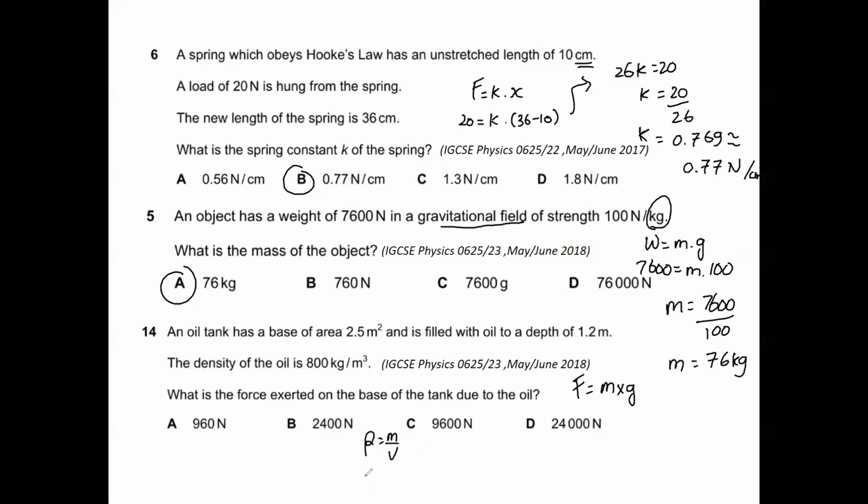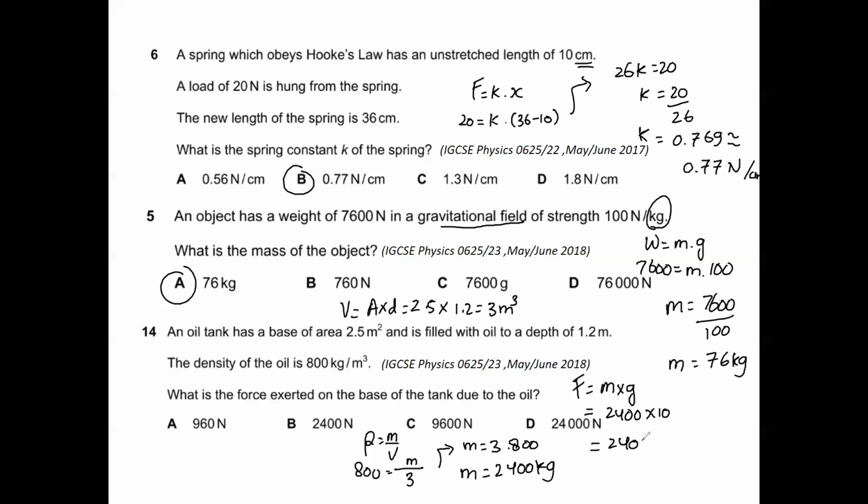So here we make density equals mass over volume. So here the density is 800, and the mass is what we want to find, and the volume is from area times the depth. So the area is 2.5, and then times 1.2. So this one equals 3 meter cube. So the mass is 3 times 800. So equals 2,400 kilogram. So after that we just insert it. The mass is 2,400, and the gravity is 10. So it becomes 24,000 Newton. So the answer is D.